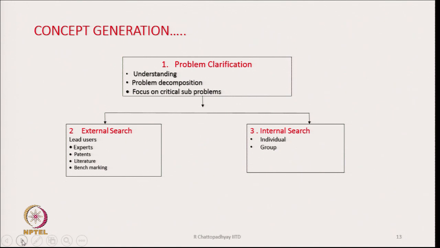Next comes internal search, where within the organization also we look for solutions. That is called internal search. We try to consult people who are working in the organization in the production area, or people working in marketing. Even in the design team, we ask each member to propose certain solutions. That is what is called internal search.